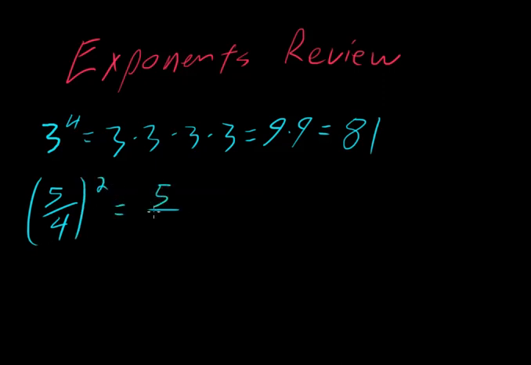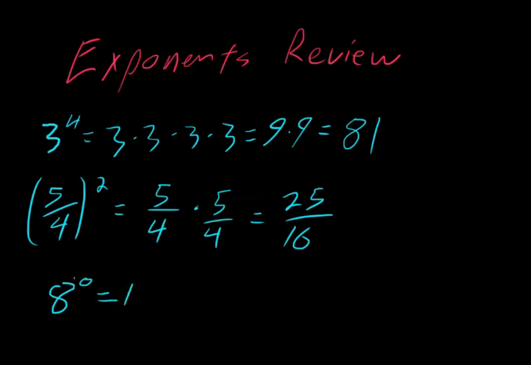If we have a fraction to an exponent, suppose something like 5/4 squared. Again, that just means the same thing. It means 5/4 times 5/4, and when we multiply those fractions together, we get 25/16. If we ever have something to the 0 power, something like 8 to the 0, that's always equal to 1. The one exception to that is if we have 0 to the 0. That's actually undefined.